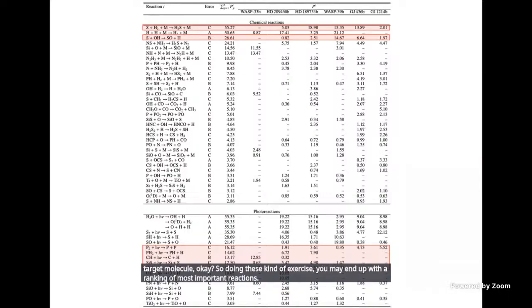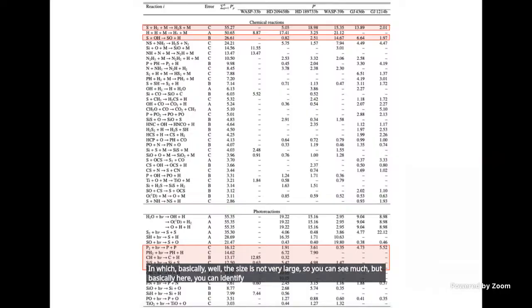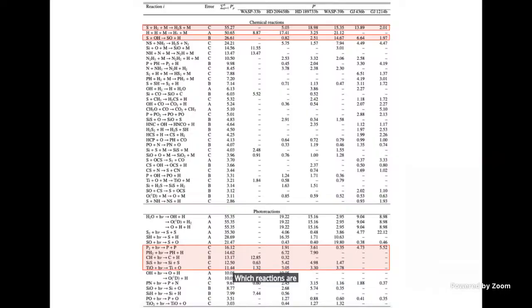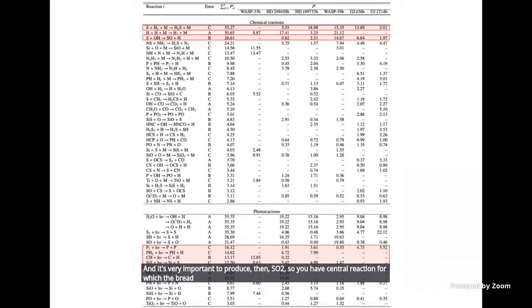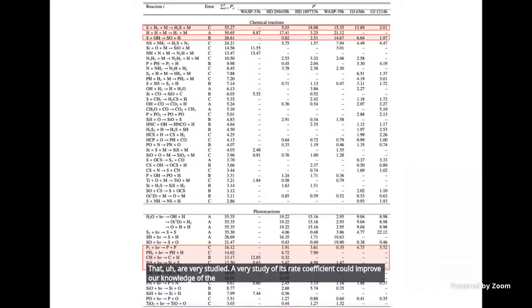In which basically, well, the size is not very large, so you can't see much, but basically here you can identify which reactions are worth studying to improve the accuracy of chemical models. So in the upper side, the most important, you have some reactions involving sulfur, which we have seen before. For example, you have sulfur plus OH, which is forming SO, and it's very important to then produce SO2. So you have certain reactions for which the rate coefficient is not very well known, that a better study of its rate coefficient would improve our knowledge of the chemistry of these species, okay?